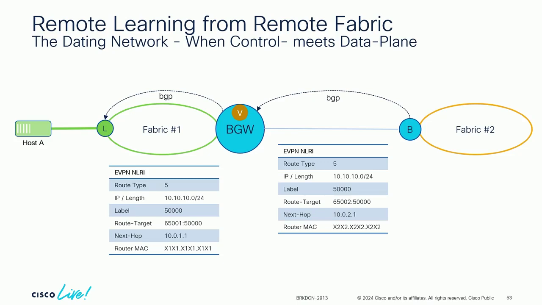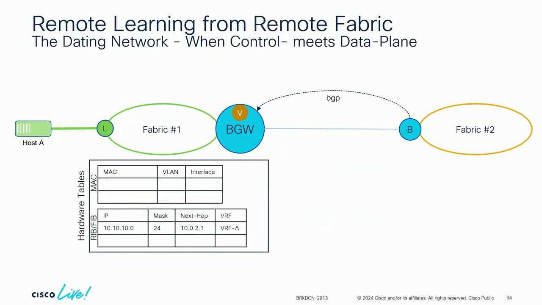I signal this down to my leaf, and respectively, my leaf would also do an import there. But here, we're staying on the border gateway's table, which right now has a 10.10.10.0 with a /24, 10.10.0.2.1 VRF A to the remote Fabric 2 border gateway. Good?